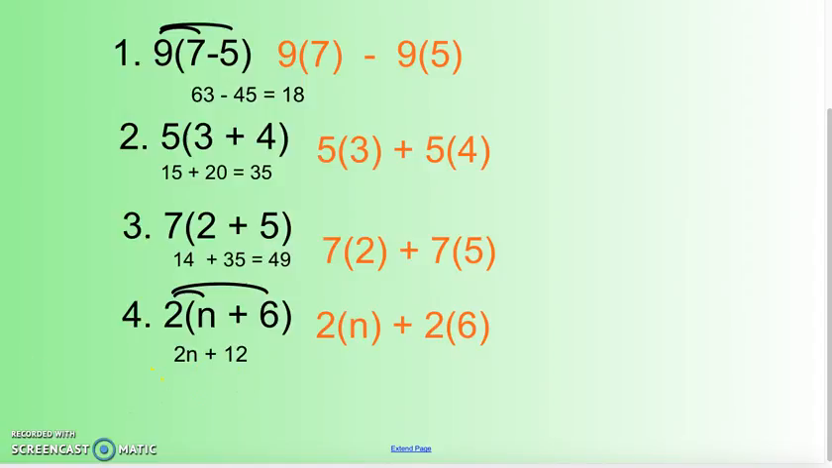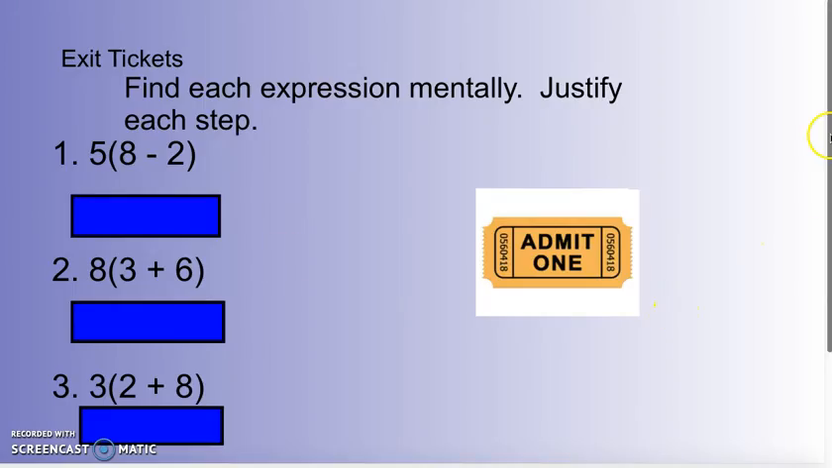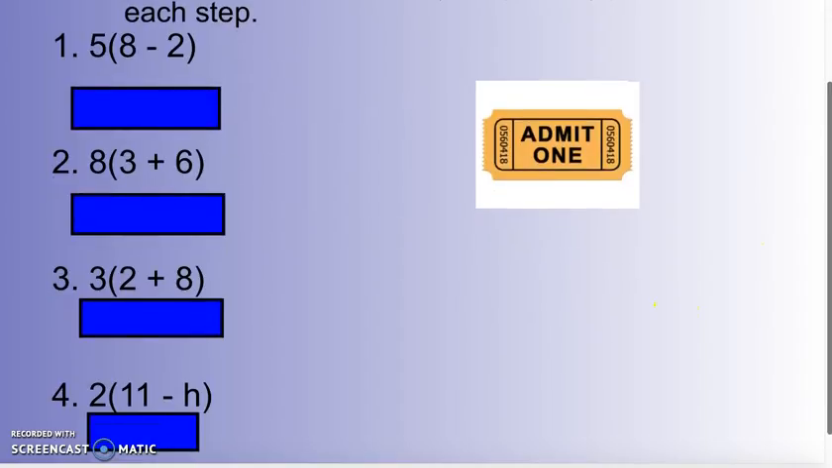Okay. At this time, what I would like for you to do are the following ticket problems. Use the distributive property, introduce those numbers to those groups to determine what answer you have.